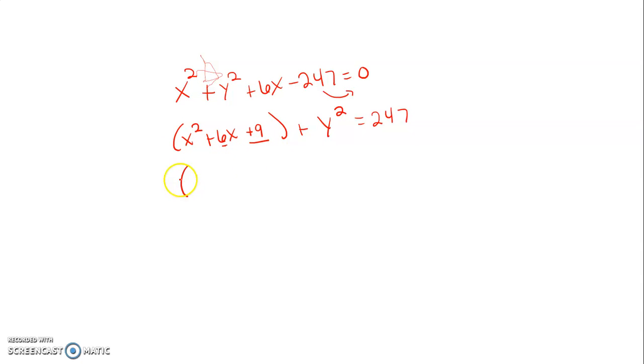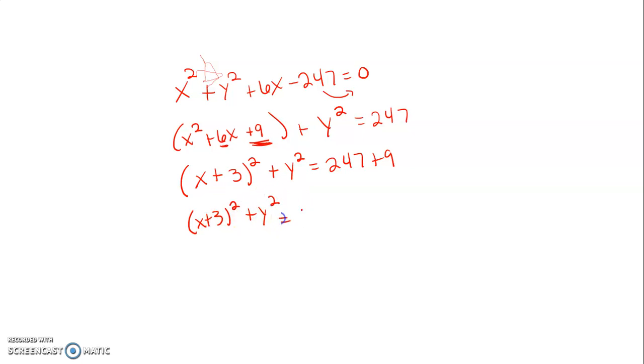Then I can simplify this into a quadratic. So I've got x plus, well, half of 6 is 3, so it's x plus 3 quantity squared, plus y squared equals 247. And then I added 9, so I'm going to have to add 9 on this side. So I'm going to have x plus 3 quantity squared plus y squared equals 256. Okay, and so question 5a asks what's the center and radius.